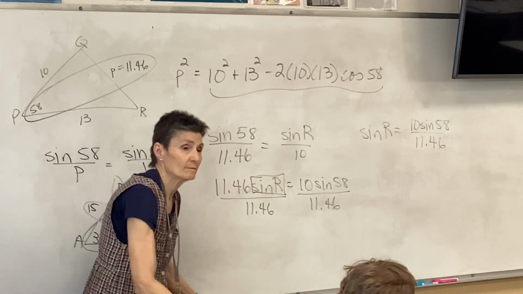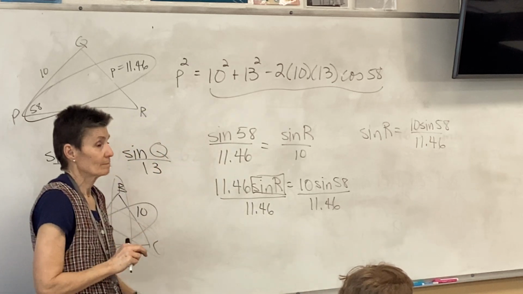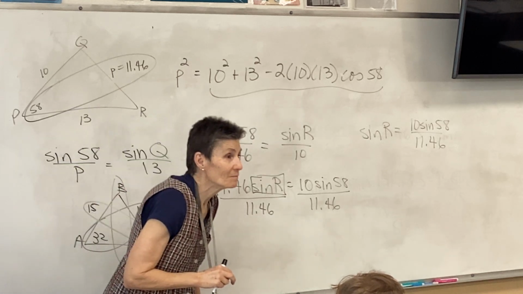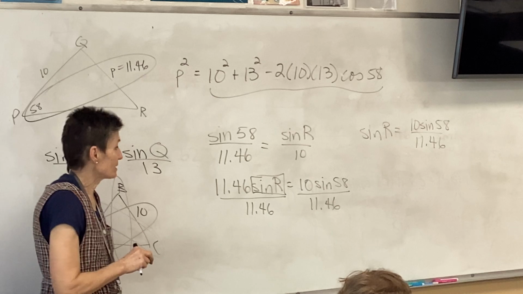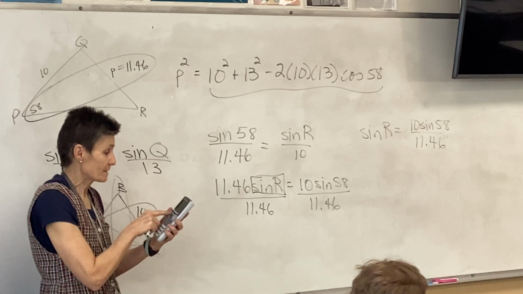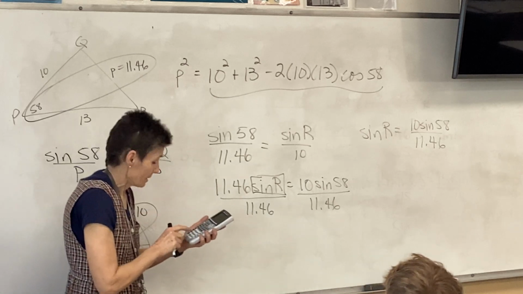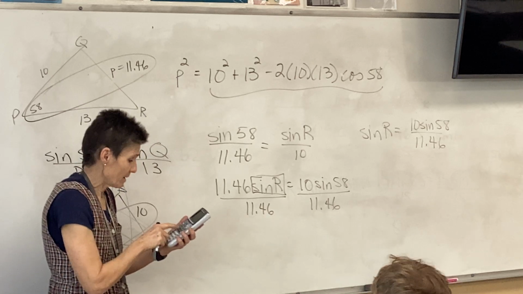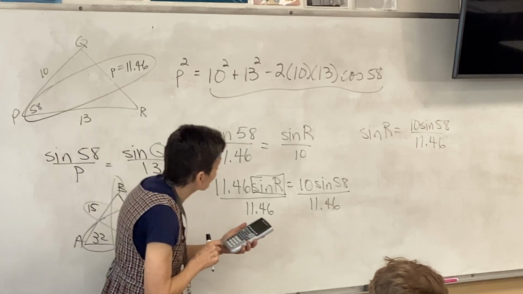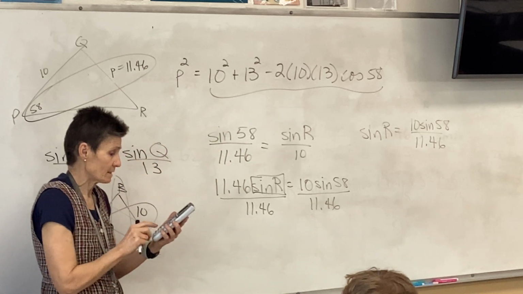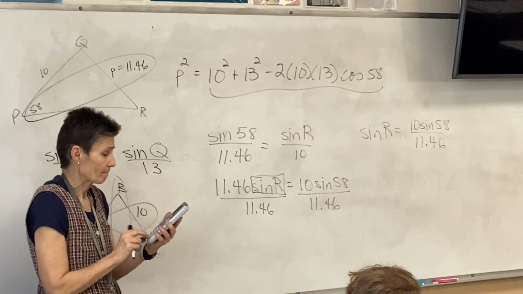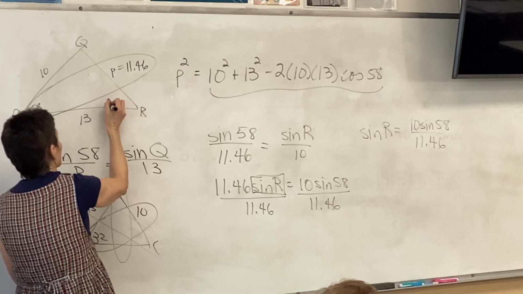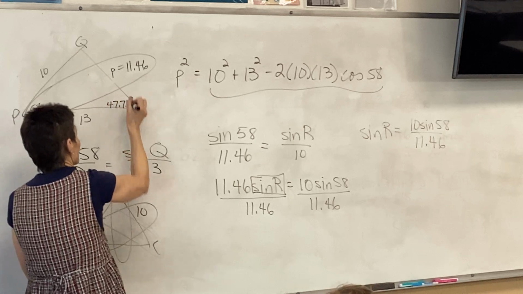How do I type that in? Inverse sine. Exactly. Inverse sine. So I'm going to do second sine 10 sine 58 close parentheses divided by 11.46. Did you get 47.73? That's angle R.